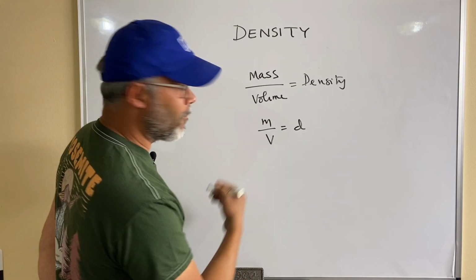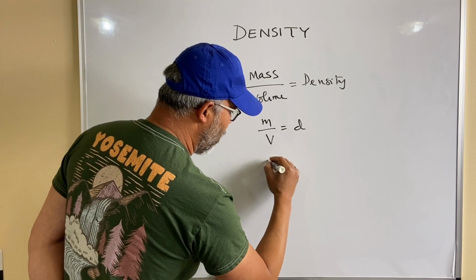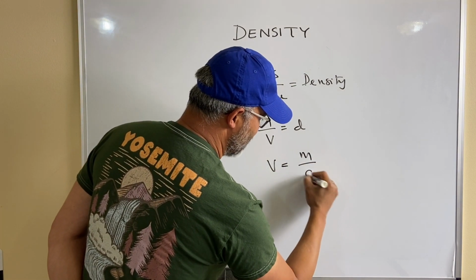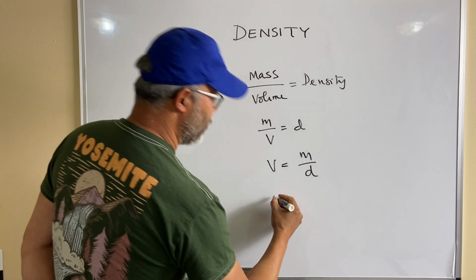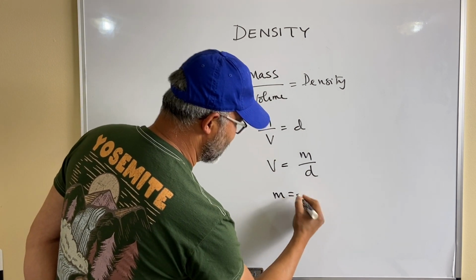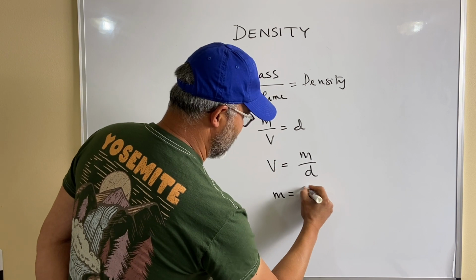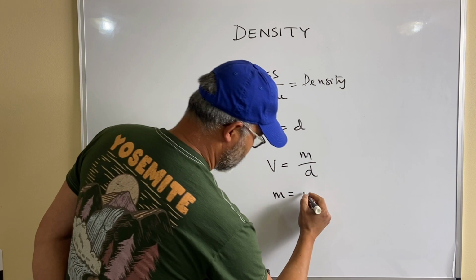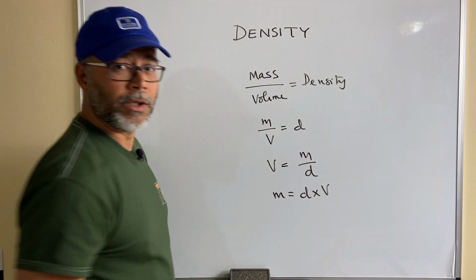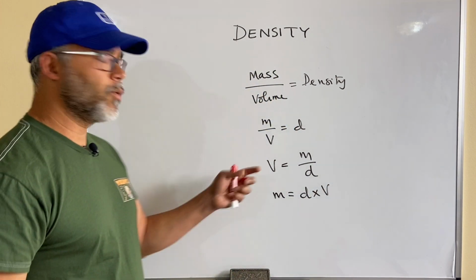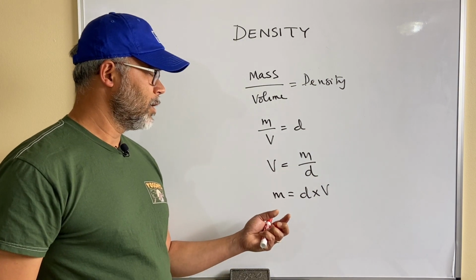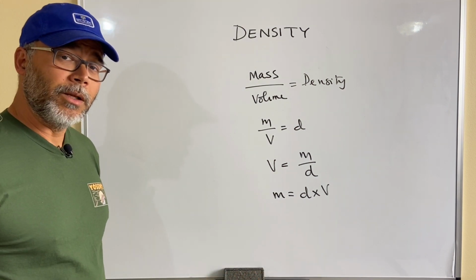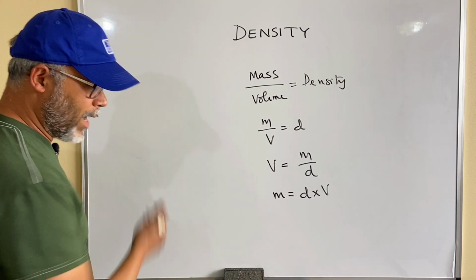So if you're solving for the volume, then volume is equal to mass divided by the density, okay? And if you're solving for the mass, that is going to be density times the volume, okay? So density times the volume. So depending upon what you're solving for, you want to arrange the terms certain ways so that you can solve for them correctly.